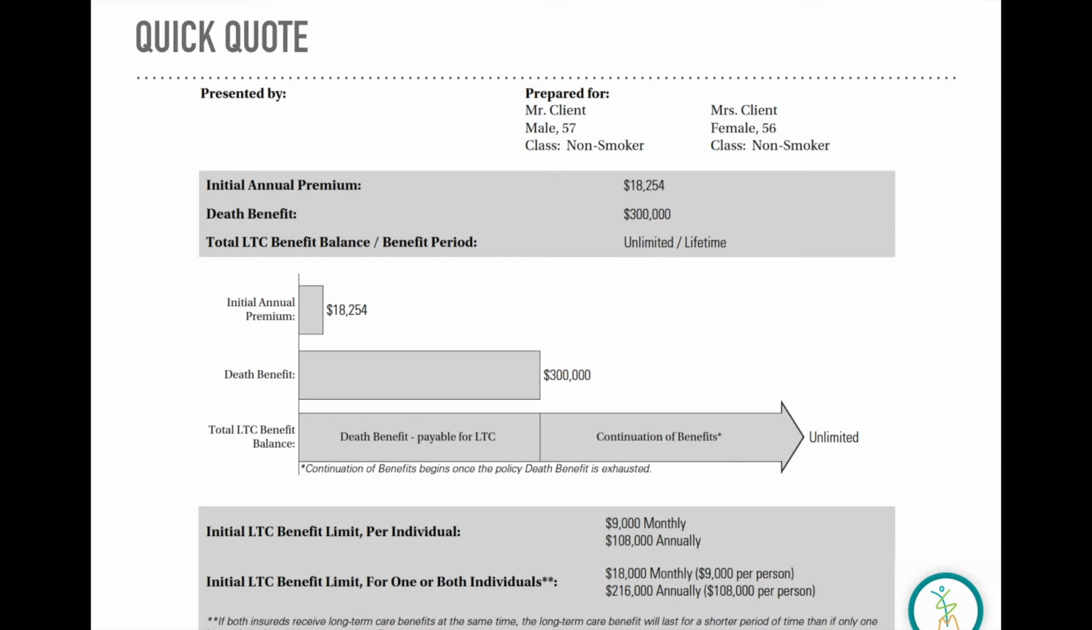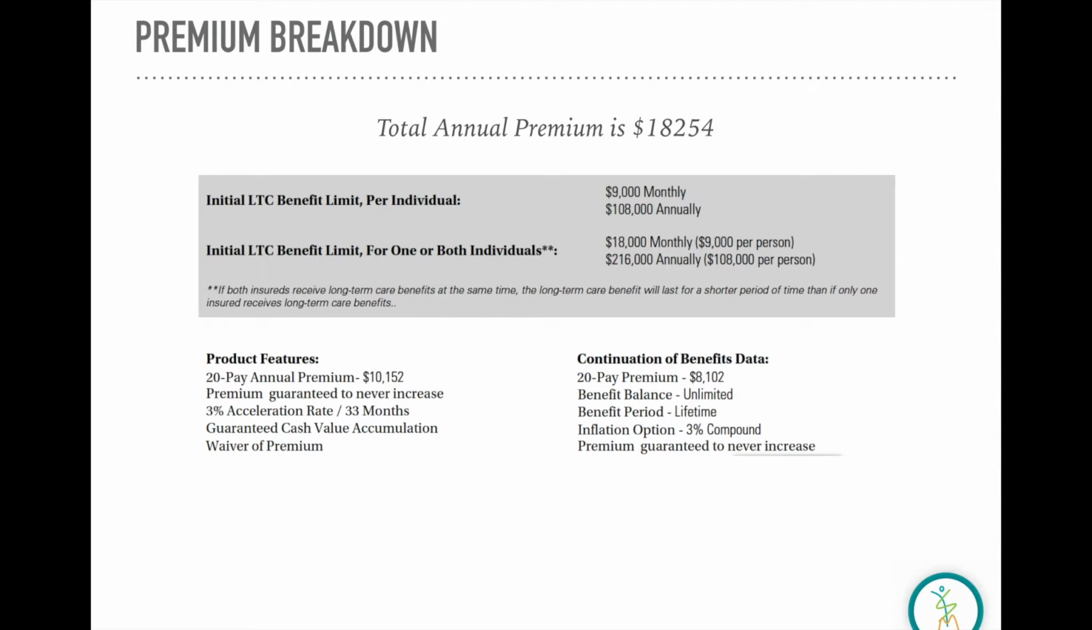Again, your client is looking at that $18,254 mark, but we're going to break this down even further. Again, you have the $9,000 a month each in long-term care benefits. If you look under the product features section here on the bottom left of your screen, you see again the premiums are guaranteed to never go up. How are we coming up with the amount of death benefit, which is $300,000 if you remember? There's guaranteed cash accumulation in the policy as well as the waiver of premium.